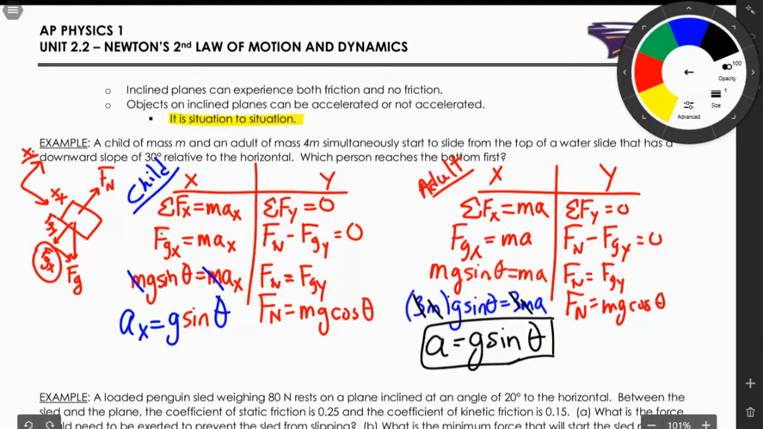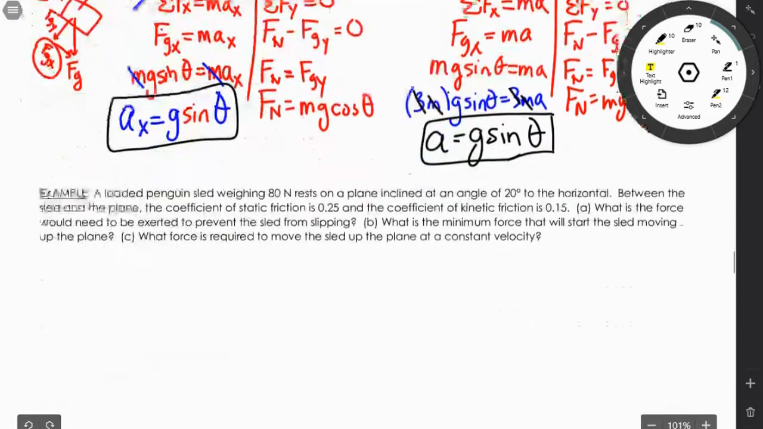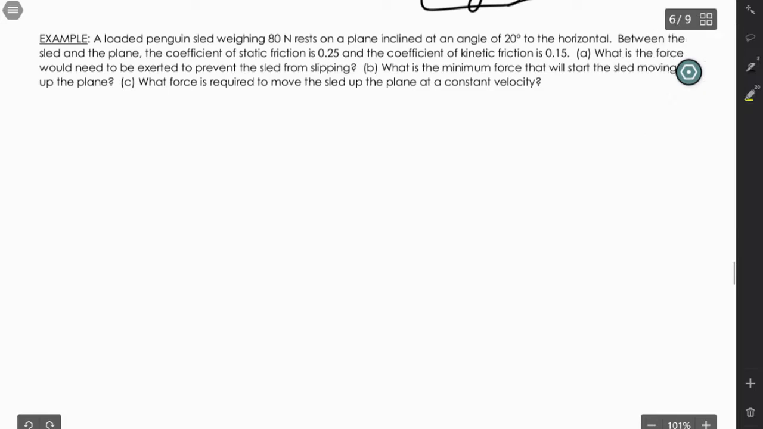So who is going to get to the bottom first? They're going to arrive at the same time. Why? Because their accelerations are the same. Okay? Now, remember, this assumes perfect physics conditions, right? And so there are other factors that go in, child and adult. If you go try this at home, you're probably not going to end up with the same result, okay?